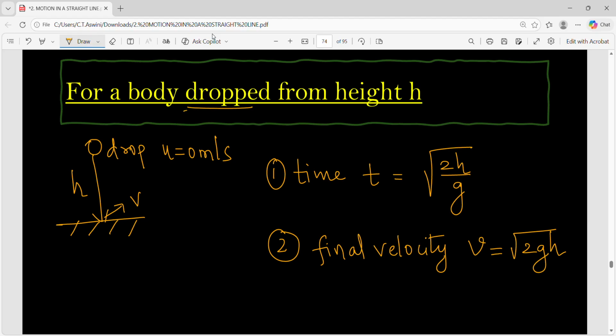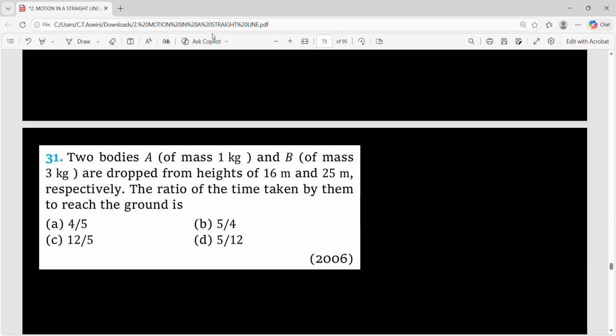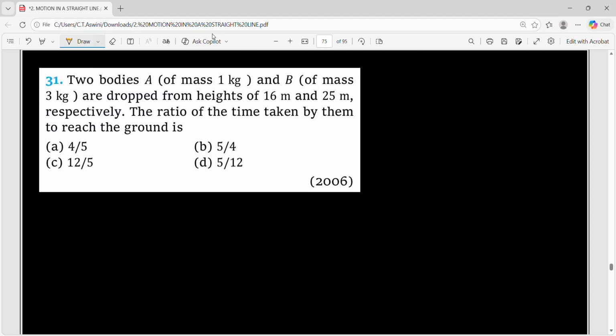So if a body is dropped, remember these two formulas. Time taken by the body to touch the ground is root 2h by g, and final velocity v is equal to root 2gh. I hope I'm clear to you. Remember the formulas? Memorized? Yes. Now we'll do one problem.